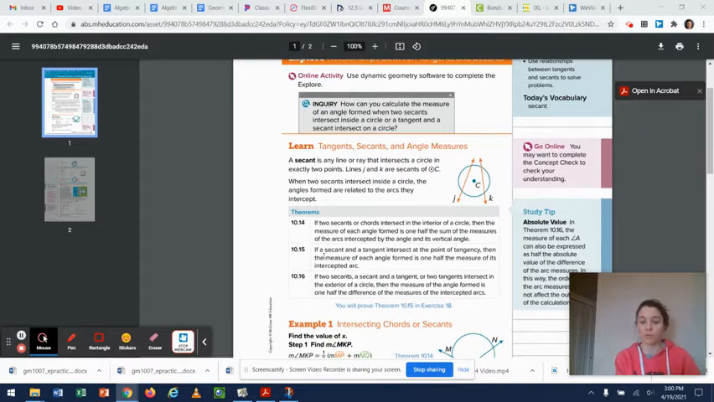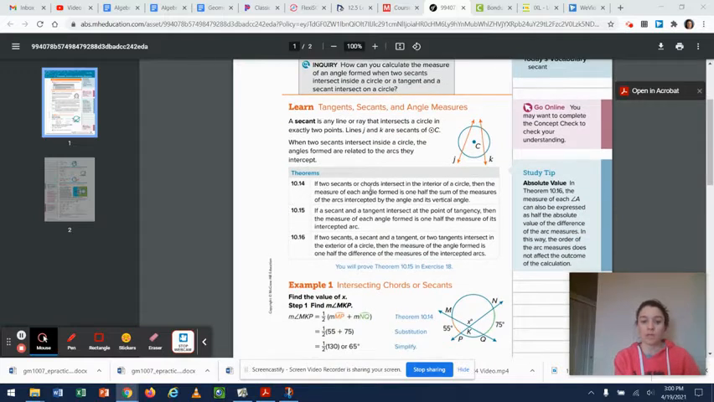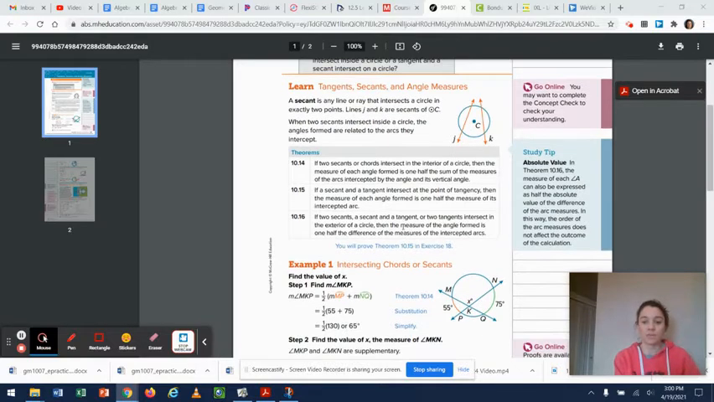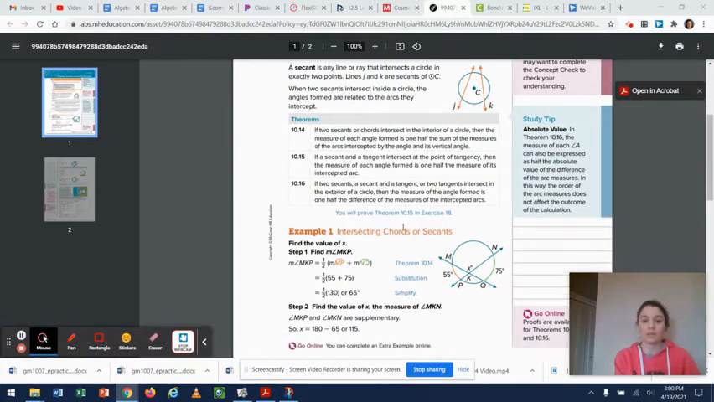There are 3 theorems that we will use. If two secants or chords intersect in the interior of a circle, then the measure of each angle formed is half of the sum of the measures of the arcs intercepted. If a secant and a tangent intersect at the point of tangency, then the measure of each angle formed is half the measure of its intercepted arc. And then last, if two secants, a secant and a tangent, or two tangents intersect in the exterior of a circle, then the measure of the angle formed is 1/2 the difference of the measures of the intercepted arcs.